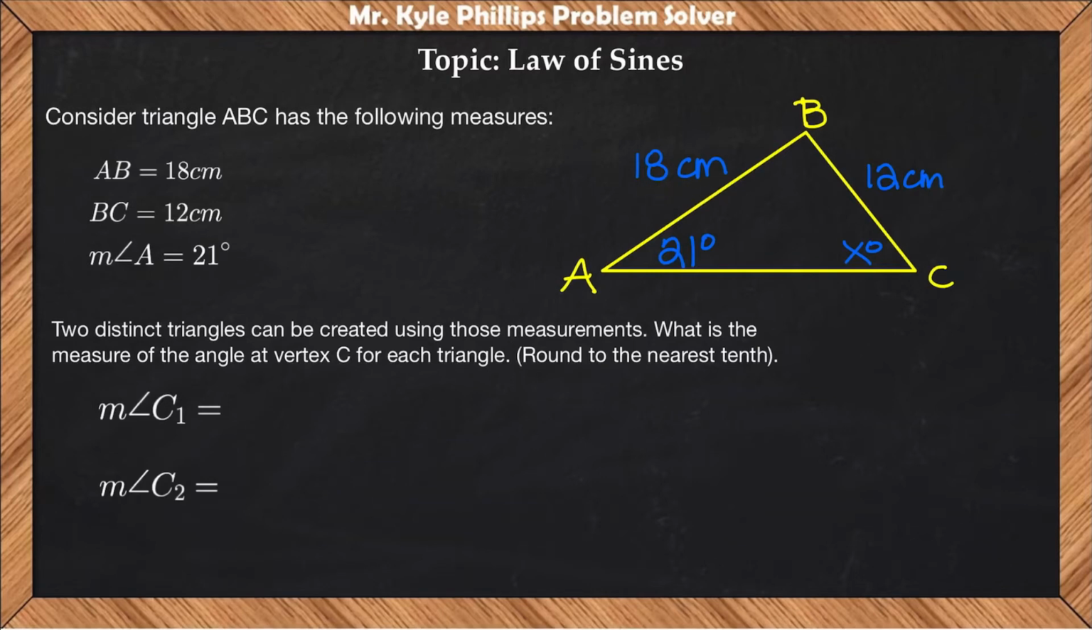So here we're going to have to use law of sines. So we'll say sine of 21, if we put this over 12, this will be equal to sine of x over 18. Now, we're looking for x here, so we want this sine of x by itself. So I'm going to multiply each side by 18.